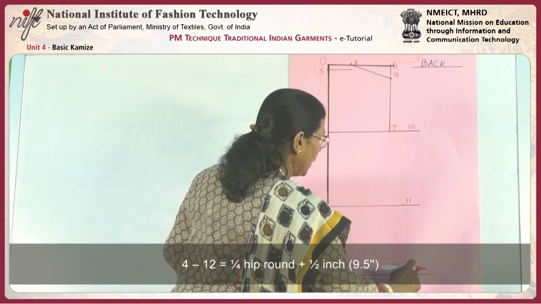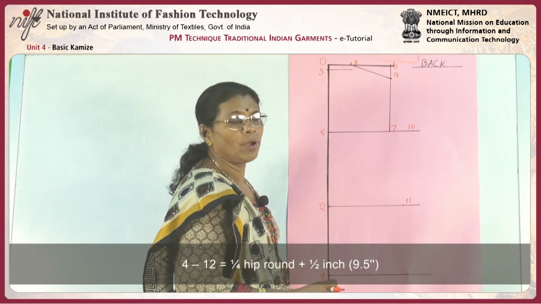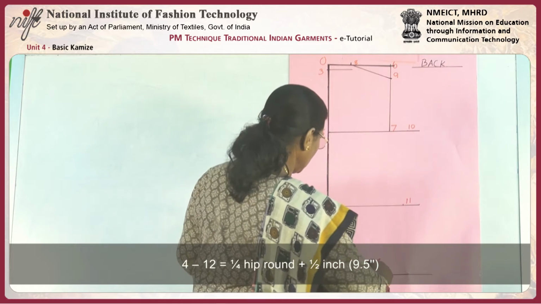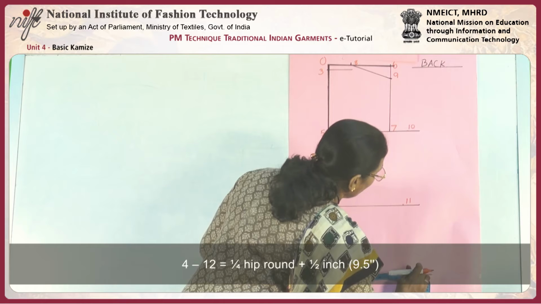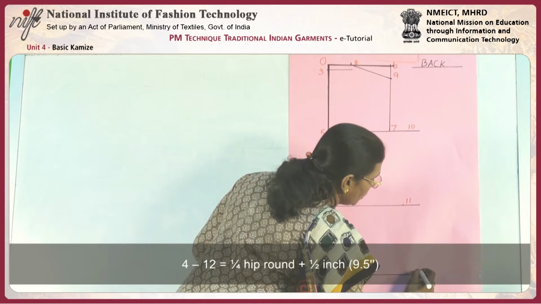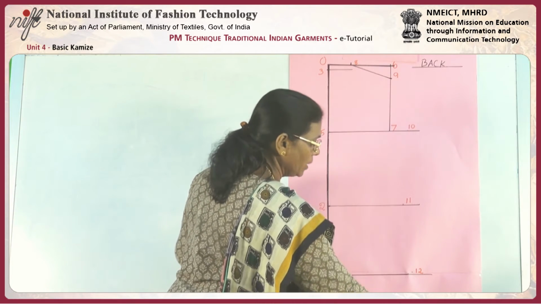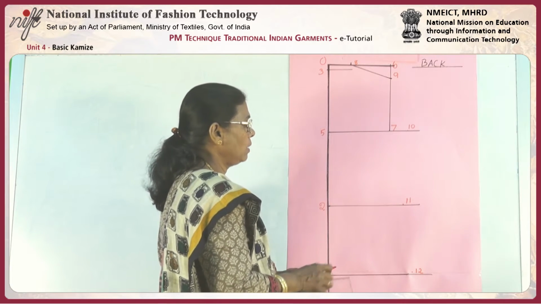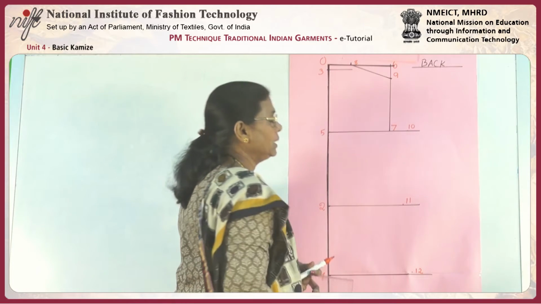Then 4 to 12 is hip round by 4, 1/4 of hip plus half an inch. The hip is 36 inches divided by 4 is 9 plus half, 9.5, and mark 12. And this is to find the side seam line. Now bottom line will be marked as 13.